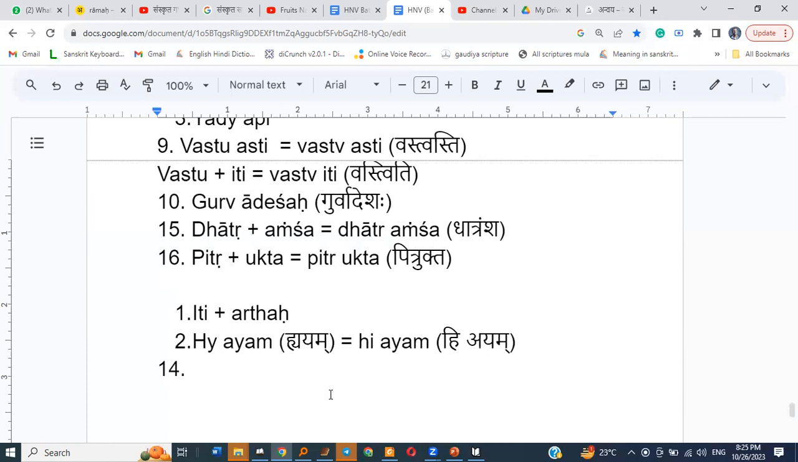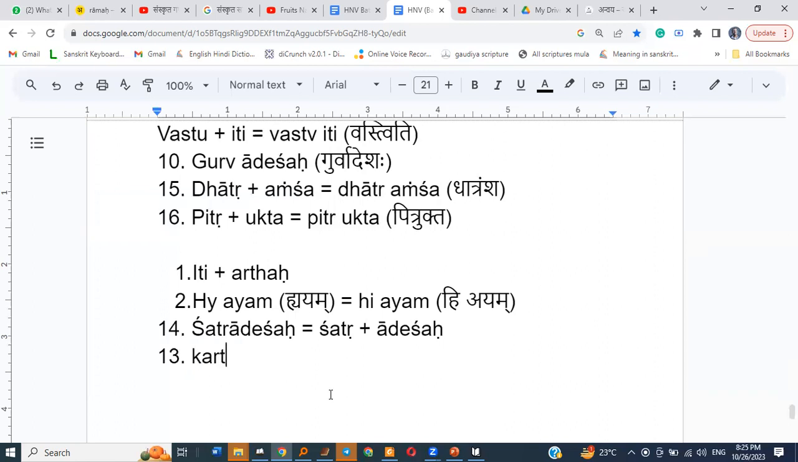So it's Shat. Okay, Shatra Desha. It is Shatra Desha written. So it is basically Shatri plus Adesha. So Re became Ra, so Shatra Desha. Shatri and Adesha. The 13th one, so it is Kartradi. Kartradi, so Kartri and Adi. Kartri and Adi.